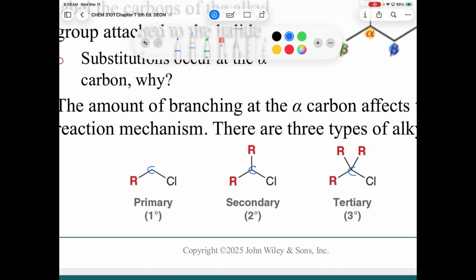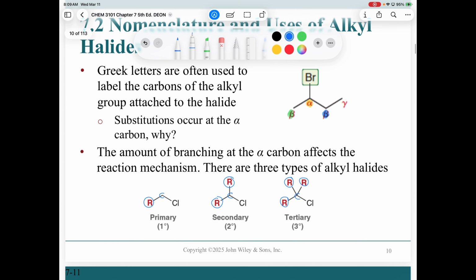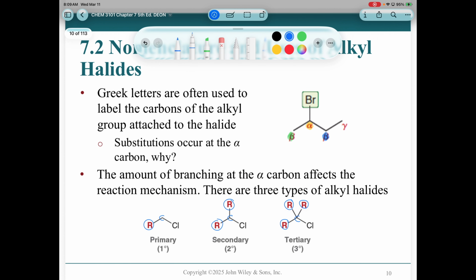If it's attached to 1, it's a primary alkyl halide. If it's attached to 2, you see where I'm going, it's secondary. And if it's attached to 3, it's tertiary. Give me a thumbs up if you're with me on that. Yeah, great. Students are usually like, yeah, no problem with that. I can remember primary, secondary, tertiary.